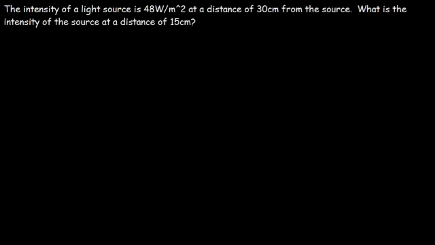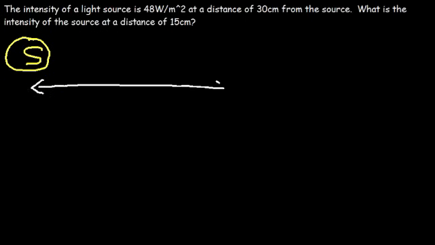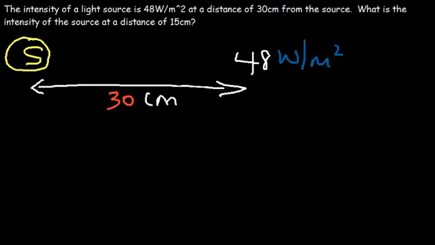The intensity of a light source is 48 watts per square meter at a distance of 30 centimeters from the source. What is the intensity of the source at a distance of 15 centimeters? So let's say S represents the source. At a distance of 30 centimeters, the intensity is 48 watts per square meter. So if we move closer, should the intensity go up or down? So let's say if we're at 15 centimeters. Whenever you move closer to the source, the intensity goes up, so it should be higher than 48.